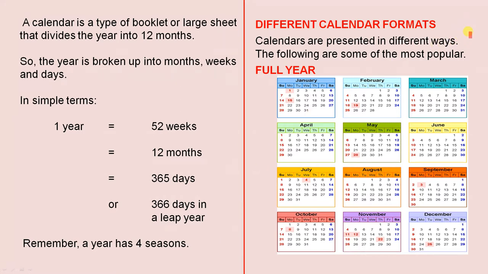Different calendar formats. Calendars are presented in different ways. The following are some of the most popular. So here we have the 12 months of the year. Normally they will appear in a large booklet and you have one page for each of the months. So you might have 12 or so pages there, and that keeps track of your activities, because sometimes we need the calendar to know exactly what the date is in case we have some commitments and we need to plan our week or our month.